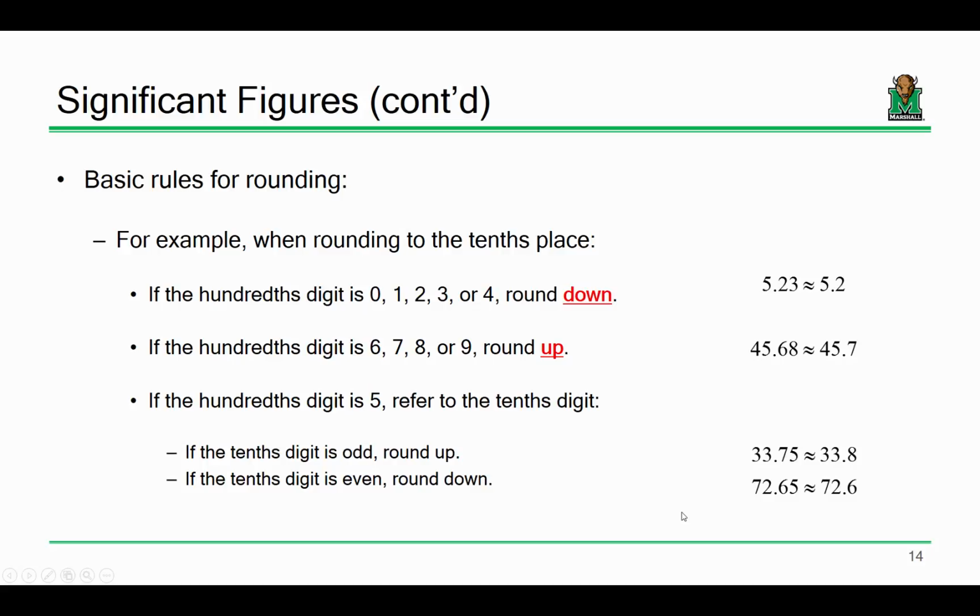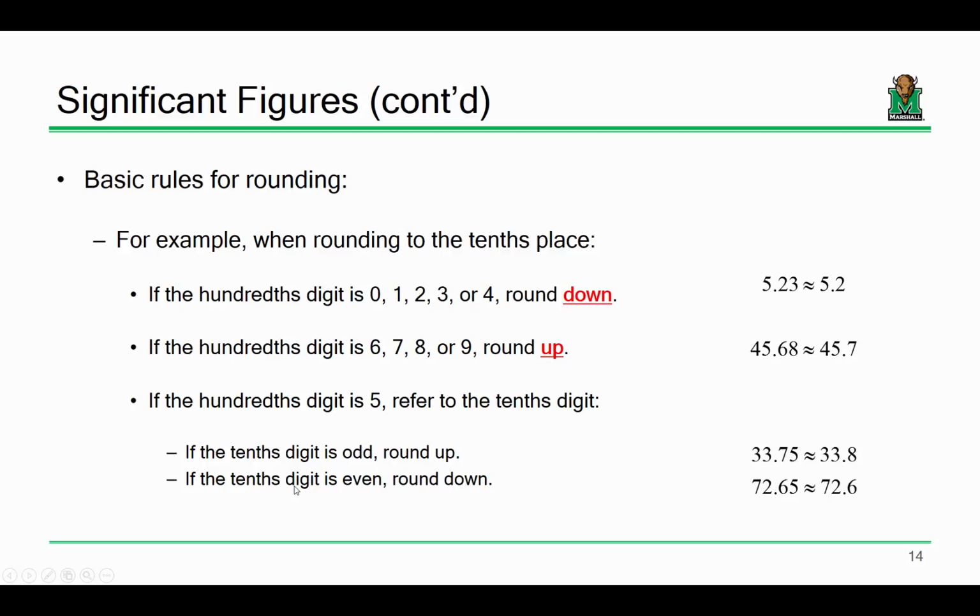All right. I know that a lot of this is things that you've seen before, so just consider it a brief review, the rules of rounding. When you're rounding to the nearest tenths, you're going to round down if it's 0 through 4, round up if it's 6 through 9, and if the hundredths digit is 5, then you have to look at the tenths digit. If it's odd, you round up. If it's even, you round down. And this last thing might be a little bit new to you.